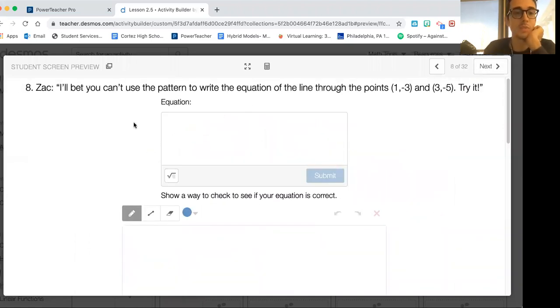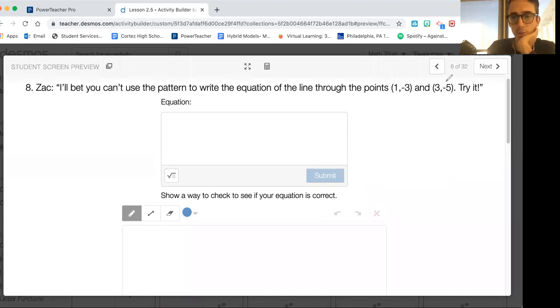All right, I'll bet you can't use the pattern to write the equation of the line through the points 1, -3 and 3, -5. Try it. I bet I can. Can't stop me. Well, we have those points, so I guess you could reference either one.